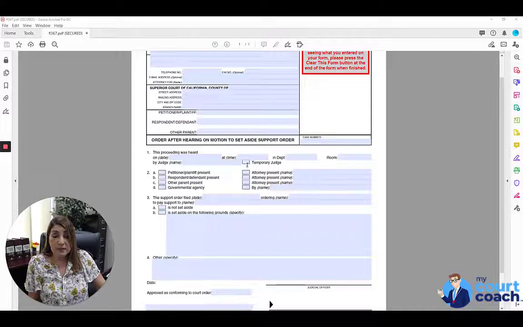If the judge happened to be a temporary judge, sometimes judges have substitutes, just like schools have substitute teachers, then you would mark the box temporary judge, otherwise you can leave that blank.